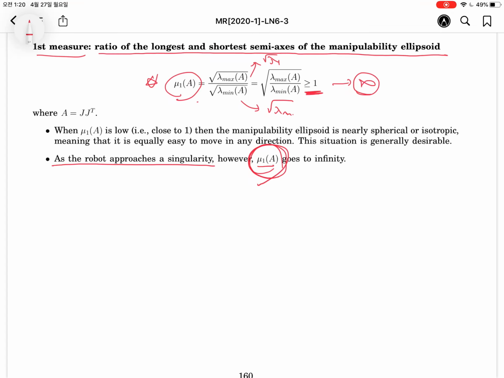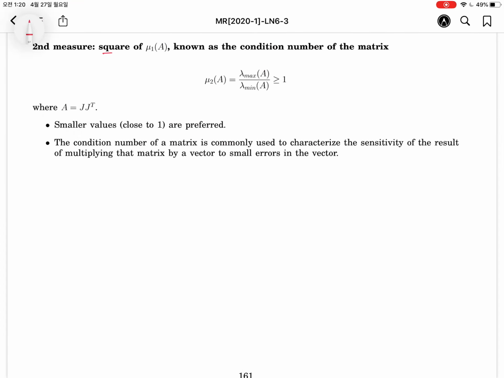This value shows how close it is to the singular configuration. The second measure is the scale of the mu1. The square root is removed by multiplying 2 times of the same value. Fortunately it has a name. It is called the condition number of the A matrix. The condition number is defined as the maximum eigenvalue over the minimum eigenvalue of the A matrix, so it can be used to remove the square root operation.